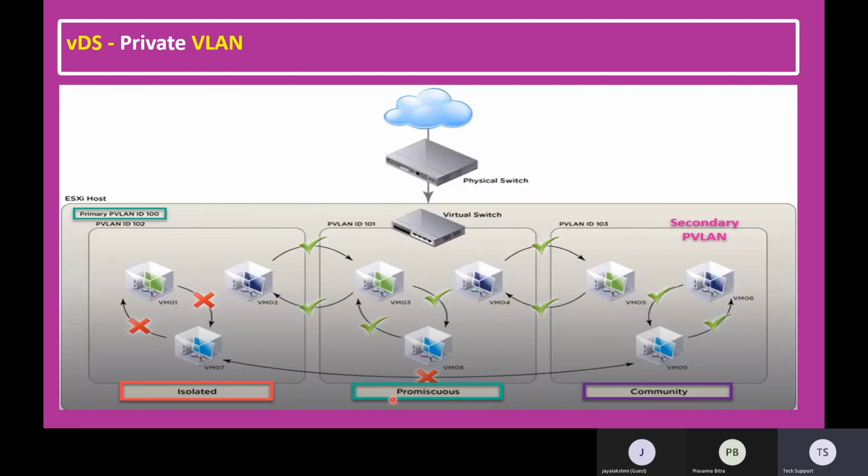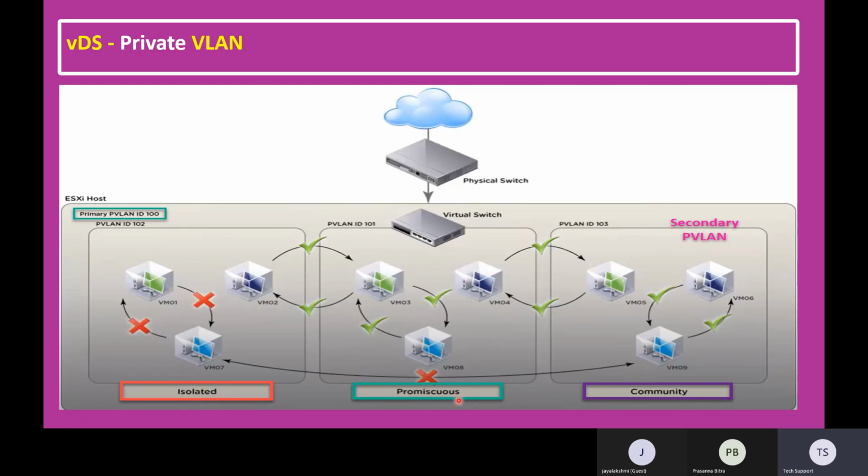This is one of the high-level diagrams for private VLAN. Our ESXi host also requires communication to the physical switch. But within our ESXi host, if you want to implement the private VLAN ID concept, log into the vCenter Server and enable a private VLAN ID at the DV switch level. When you add a private VLAN ID, within the primary VLAN ID we have secondary private VLANs. You can configure three secondary VLANs. In this diagram we have three secondary VLAN ID numbers, 102, 101, and 103.